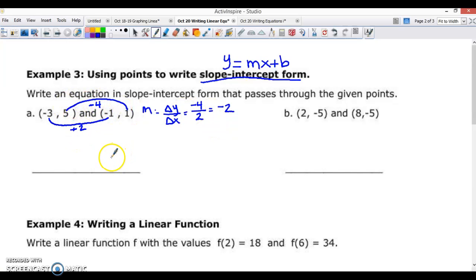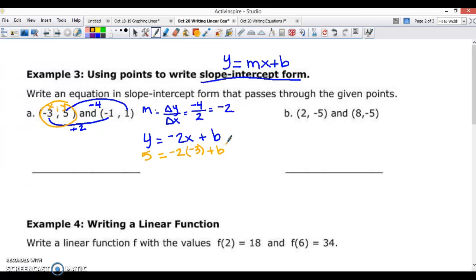Now that I have my slope, I can find my b. So let's write it in slope-intercept form with the information that we have. y equals negative 2x plus, I don't know what b is, so I'm going to leave b where it is. Then I'm going to use one of my points. Let's use the first point. Our point is always given as x, comma, y. So where the x is, I'm going to plug in negative 3. Where the y is, I'm going to plug in 5. So 5 is equal to negative 2 times negative 3 plus b.